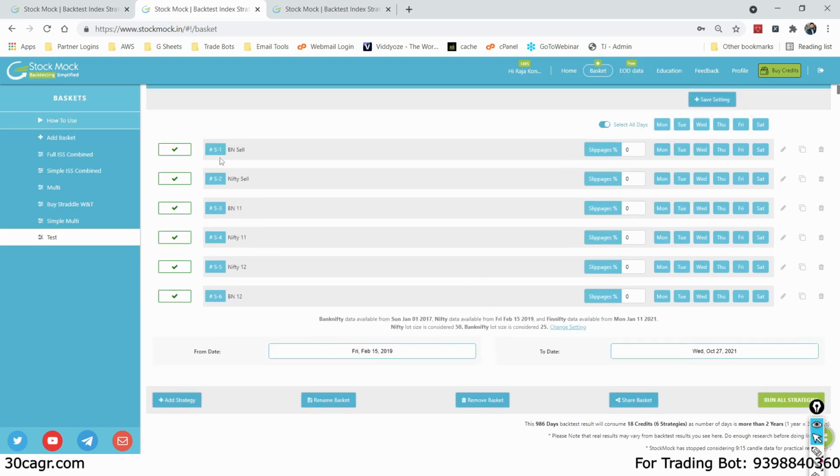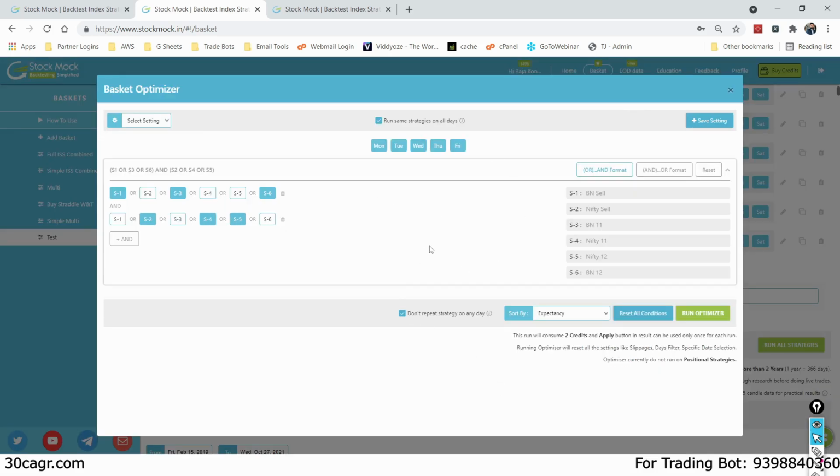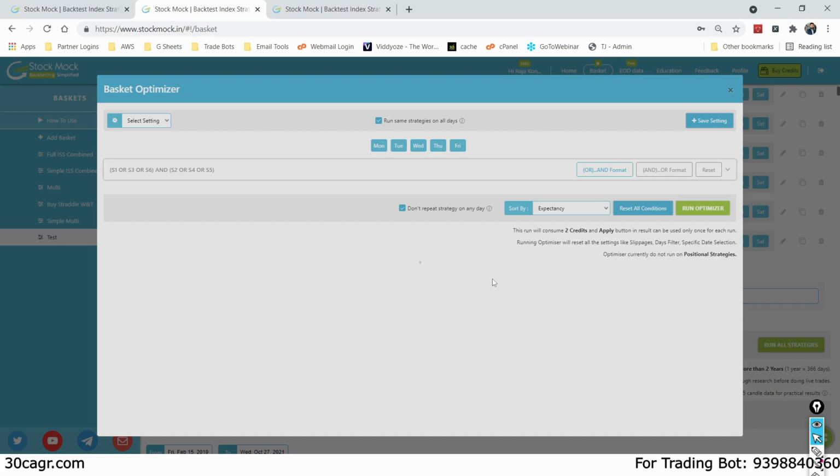The goal here is to find two strategies, one from Bank Nifty and one from Nifty, right? We don't enter into all six strategies. The goal is only to enter one Nifty and one Bank Nifty, but we don't know what is the best combination. We use the optimizer for situations like that. So let me hit run optimizer. I picked three Nifty and three Bank Nifty, and I'm asking it to give me only one Nifty and one Bank Nifty. Remember, here the sort by option is selected as expectancy, right? Which means expectancy-wise, what is the best combination? Okay, and I have hit run optimizer.